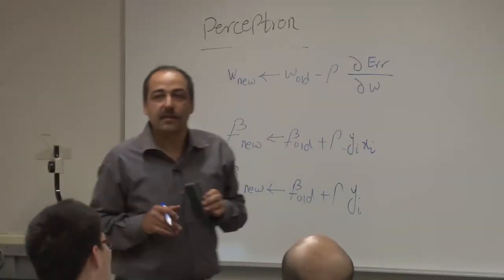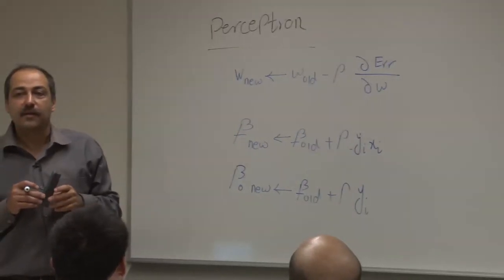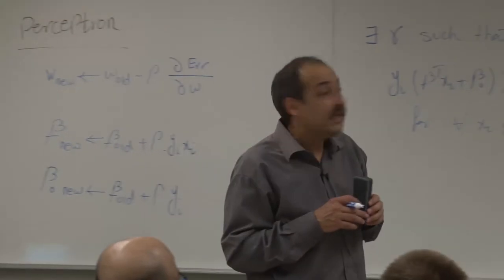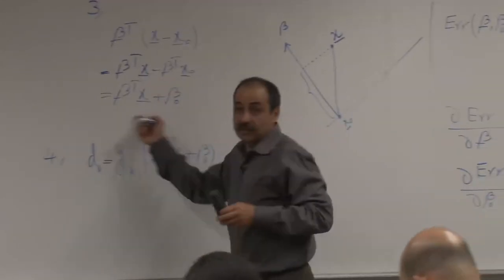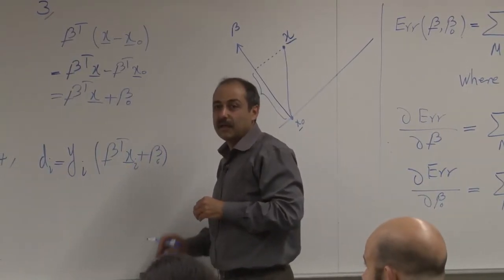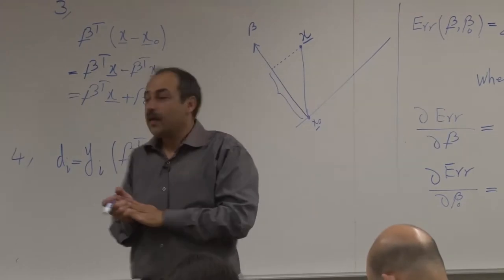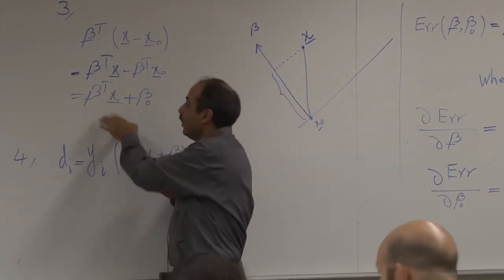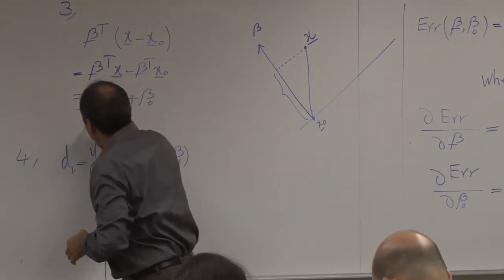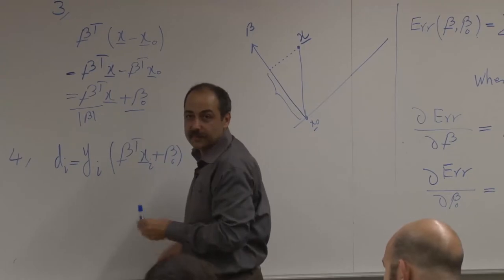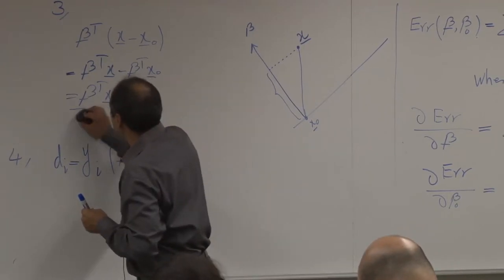Is there an assumption that the coefficient vector is normalized? Normalized to 1? Yes, yes. Otherwise that was not the distance. You do normalize it. If it's not normalized, that's not the distance; you have to divide it by the norm of beta. Yes, the assumption is that it's a unit vector.